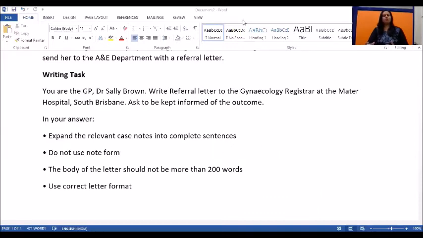Whatever it is, you just want to be kept updated about the results of what the other doctor finds out, or any other findings.